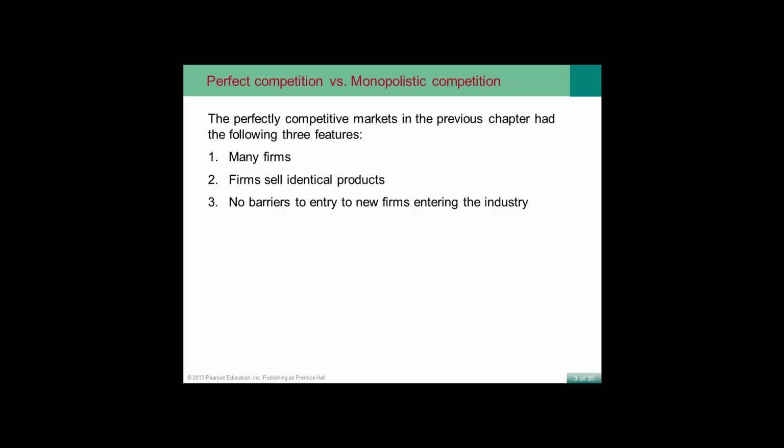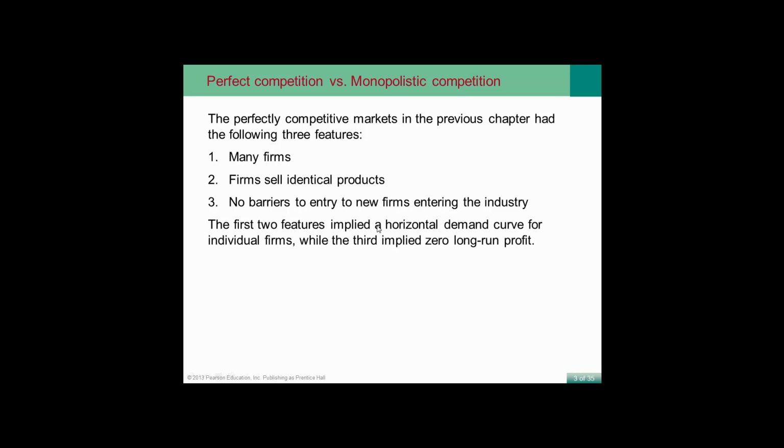The perfectly competitive market in the previous chapter had the following features. Many firms sell identical products, and there are no barriers to entry, so new firms can enter at any time. The first two features implied a horizontal demand curve, while the third implied zero long-run profit.